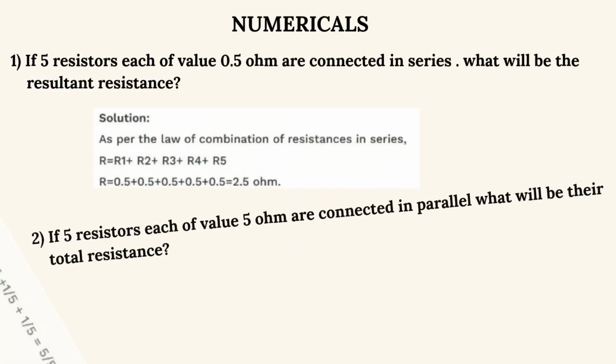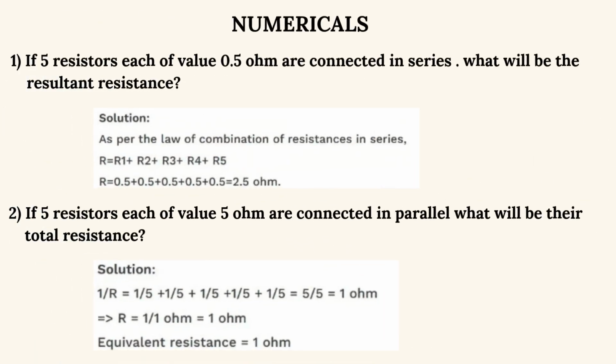If 5 resistors each of value 0.5 ohm are connected in series, what will be the resultant resistance? The total resistance is the sum of the individual resistances. Therefore, total resistance is 2.5 ohm. Next question. If 5 resistors each of value 5 ohm are connected in parallel, what will be their total resistance? The equivalent resistance, as per the equation of parallel resistors, is 1 ohm here.